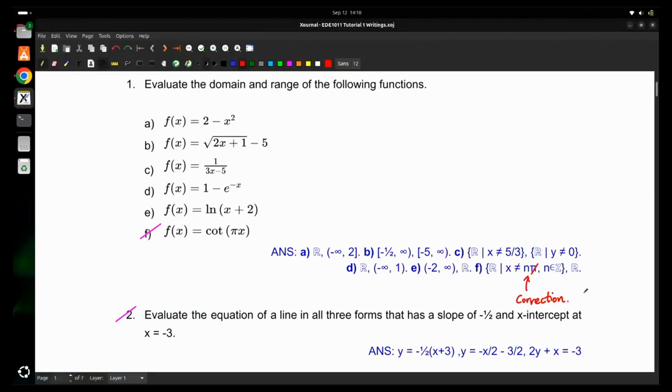What about any of the rest? A to E. Are you okay? Want me to go through another one for domain and range evaluation? Okay? Okay, great. All good?